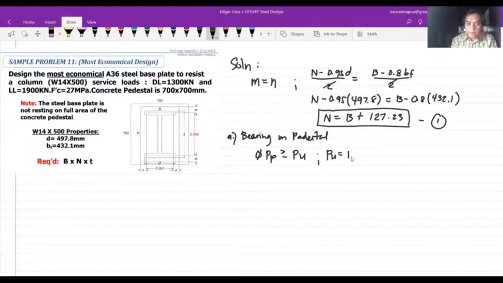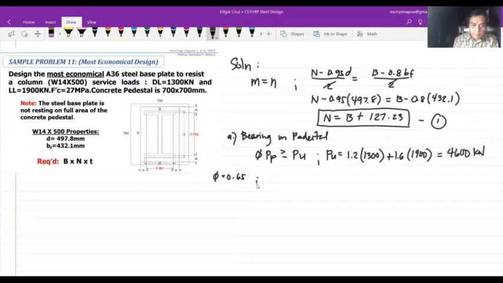Pu is the ultimate load, so that would be 1.2 of the dead load, where the dead load is 13, plus 1.6 of the live load, where the live load is 19. So from there, I can solve for the ultimate load: 1.2 times 13 plus 1.6 times 19. I got 4,600 kilonewtons. Of course, φ is 0.65.